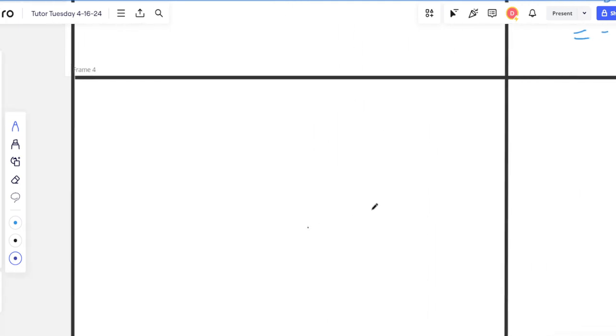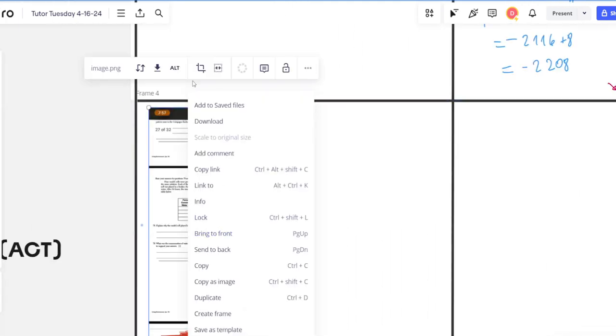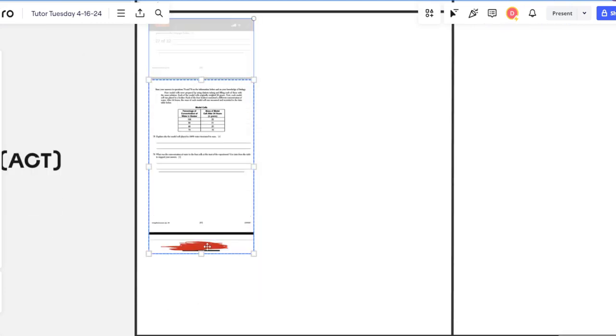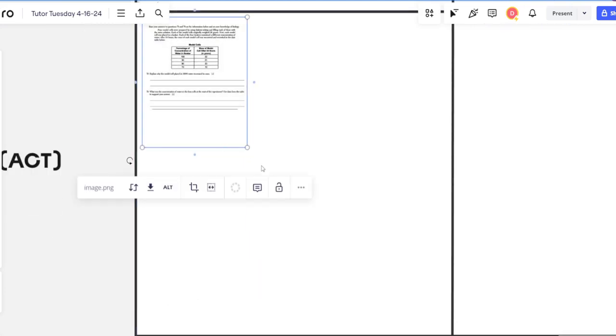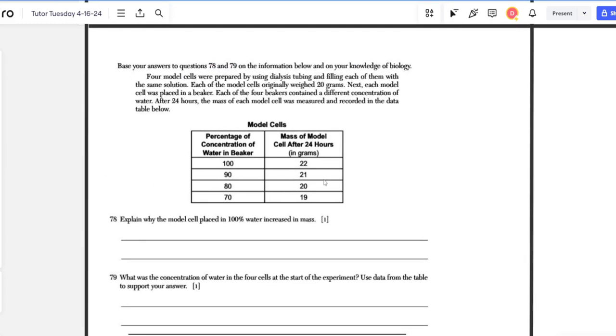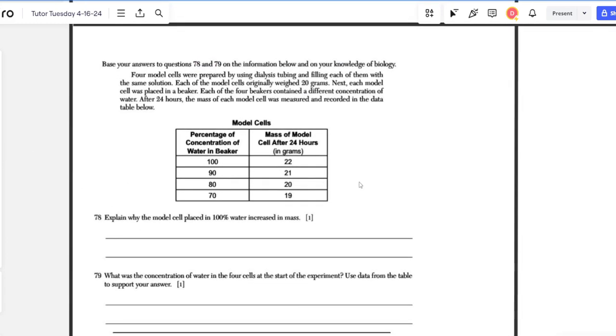I see another question was submitted, so let's do this one. Nice. This looks like kind of like a science question, so this is more maybe like ACT. 4 model cells were prepared using dialysis tubing and filling each of them with the same solution. Each of the model cells originally weighed 20 grams. Next, each model cell was placed in a beaker. Each of the 4 beakers contained a different concentration of water. After 24 hours, the mass of each model cell was measured and recorded in the data table below. Okay.